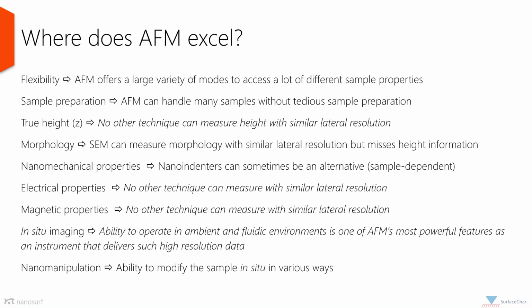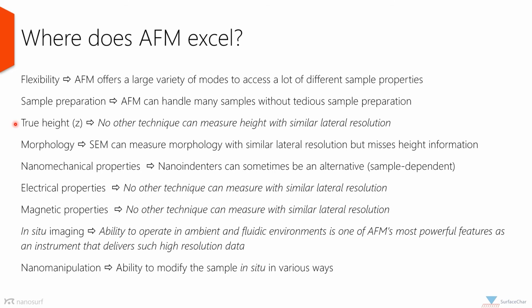So after having looked at all these drawbacks or shortcomings of AFM, let's focus on what AFM can really do well, where it excels. For example, in its flexibility. I mentioned that there is a bunch of different modes that allow us to detect different kinds of sample properties. For the sample preparation, we saw that we have to have flat samples, but apart from that, there is no tedious sample preparation. You don't have to stain the sample, dry your sample, or coat your sample with metal, for example.